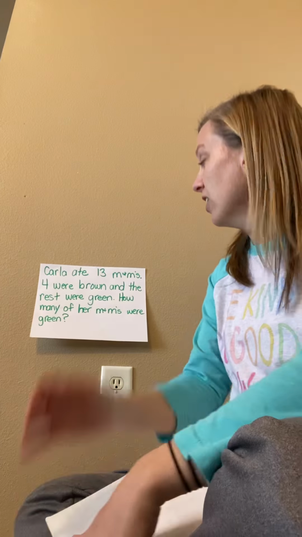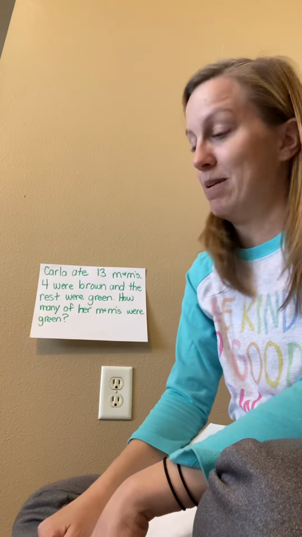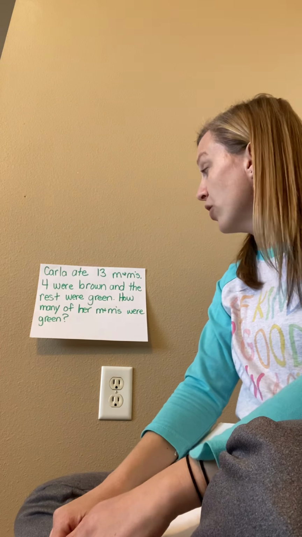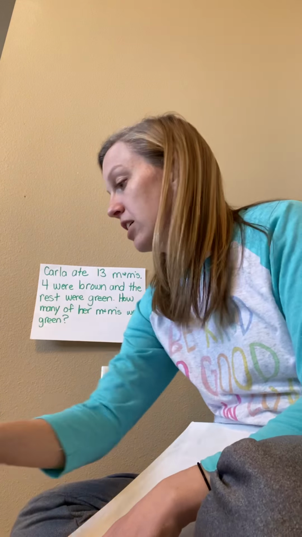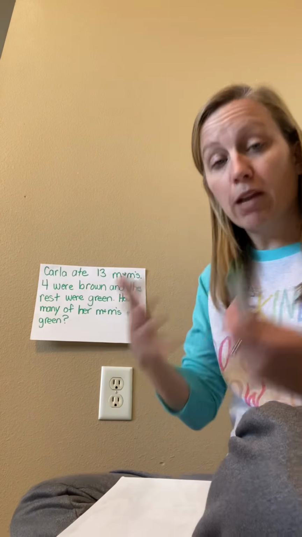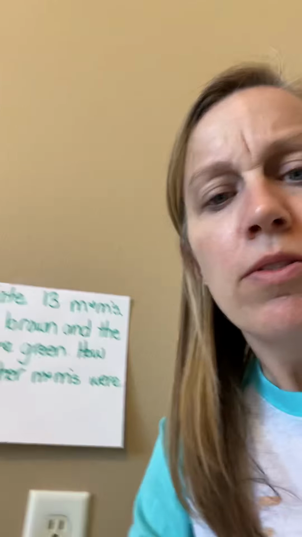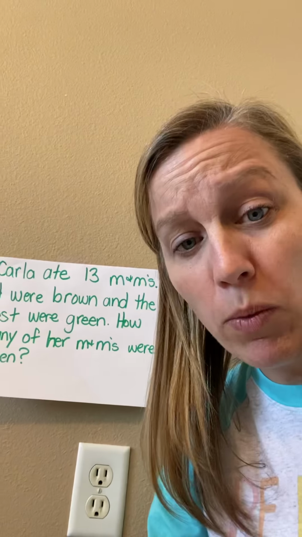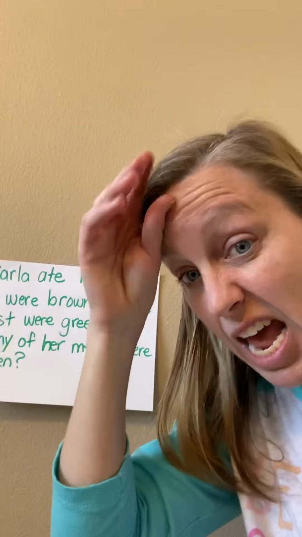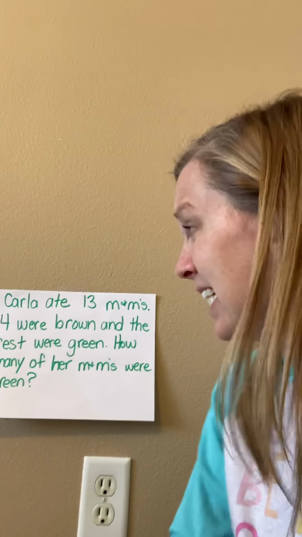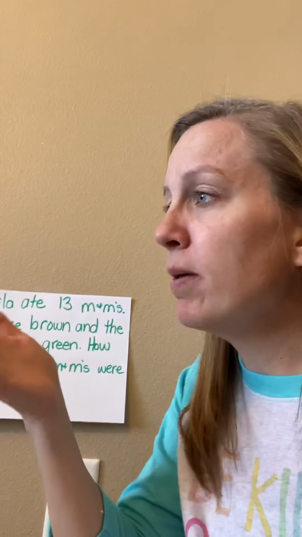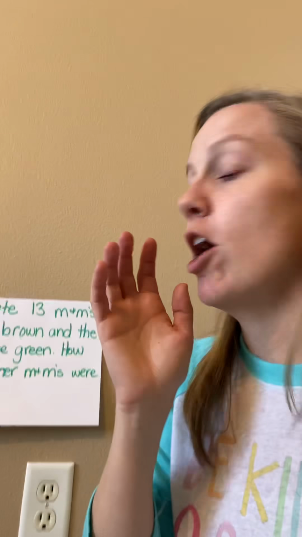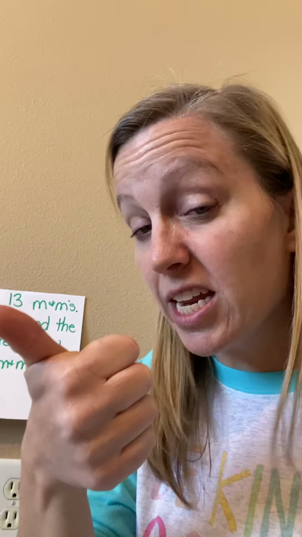It says, Carla ate 13 M&Ms. 4 were brown and the rest were green. How many of her M&Ms were green? So the first thing I want to do is think about what's happening in the story. Normally, our first read, we talk about what the problem is about, and we don't even have our numbers. But I can tell that Carla is eating M&Ms. And I know that some of them are green, and some of them are brown. And we know how many brown ones, but we don't know how many green ones.